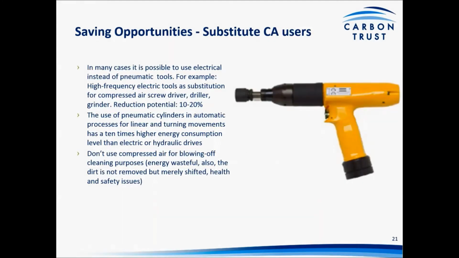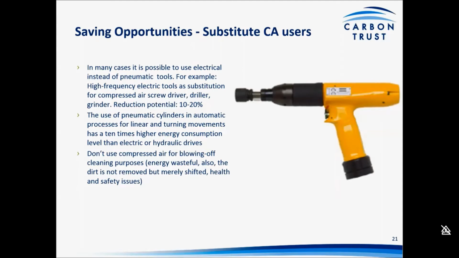We'll move on to some of the specific opportunities. It seems obvious, but if you don't need to use compressed air, then you shouldn't. It's a very expensive medium to generate. So if there's an alternative to using compressed air, generally as a rule, that's going to provide you with a cost-effective saving. So moving from pneumatic hand tools to the electric alternatives, you're seeing a potential reduction there of 10 to 20%.